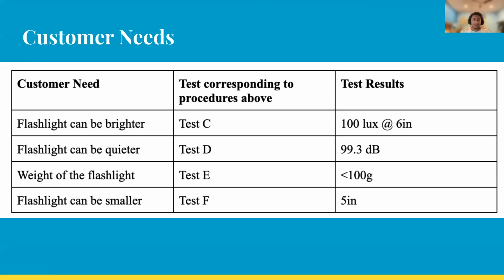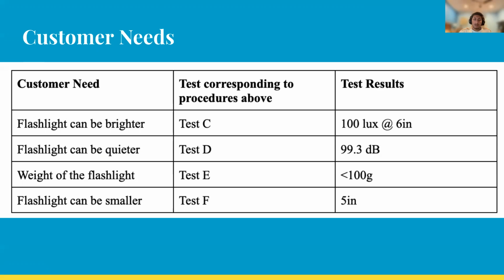The next test, test D, we conducted was a measurement of how loud the flashlight was when the crank was being used. One noticeable disadvantage of the flashlight was how loud it was, and to determine the exact value, we used the sound level meter to determine the volume in decibels, and that came out to be 99.3 decibels.